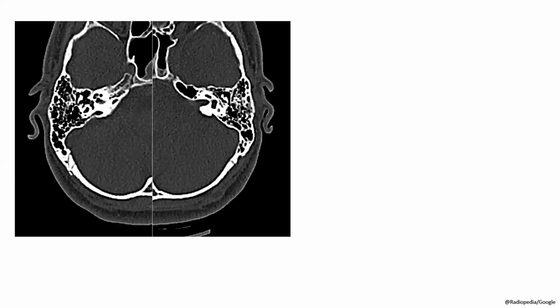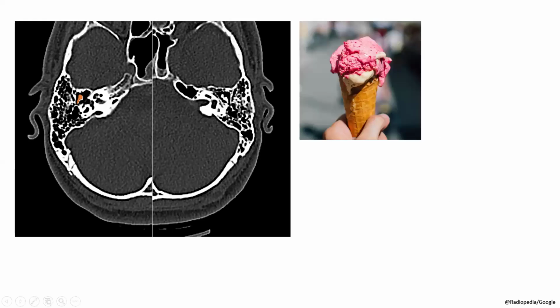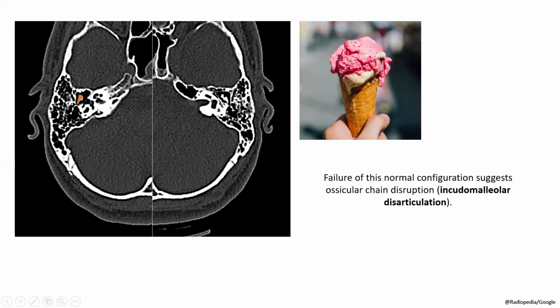What is this? This is CT temporal bone showing both right and left side comparison, and here we can see a normal ice cream cone appearance, and in this case the ice cream cone is lost. So this is the normal appearance of ear ossicles, and when there is failure of this normal configuration, it suggests ossicular chain disruption and it indicates incudostapedial disarticulation.